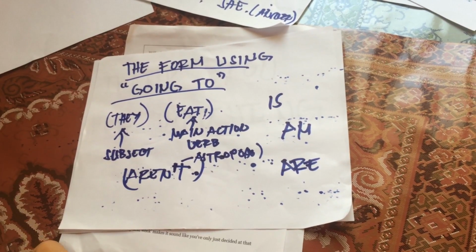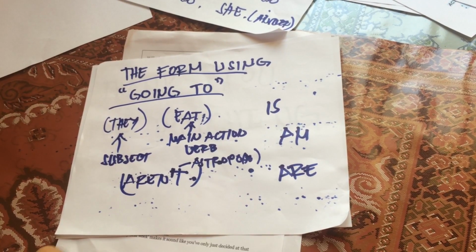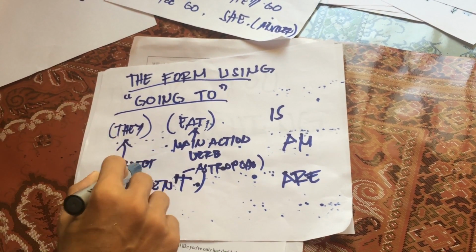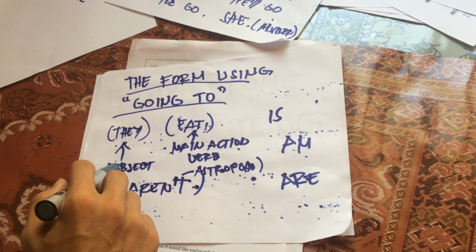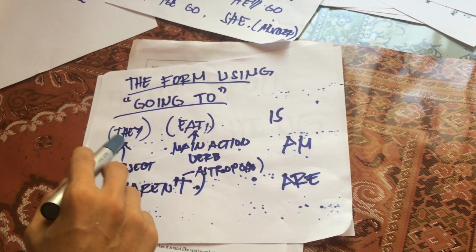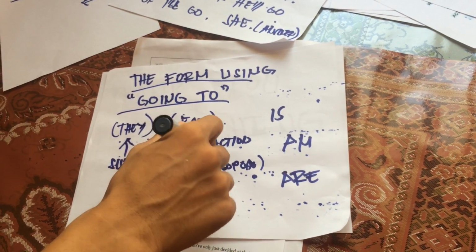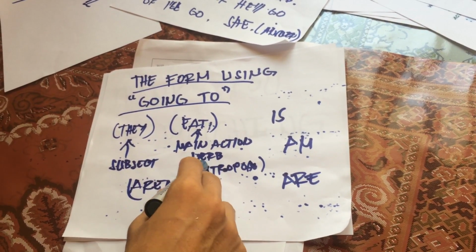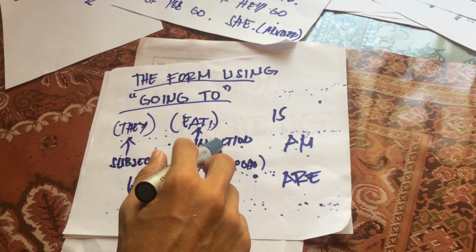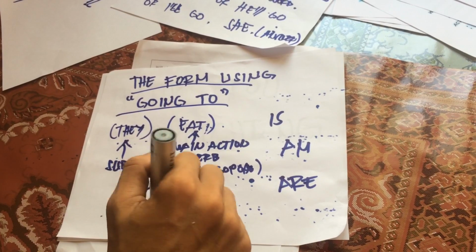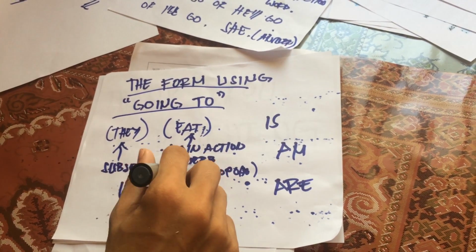What is the main subject of this sentence? The who or the what that's doing the action? They, the subject. What is the main action verb? The main action that's happening? Eat, the main action verb. Are there any words between the subject and the verb that help make the tense? Yeah, we have three: are, going, and to. They work together to make the future simple tense.